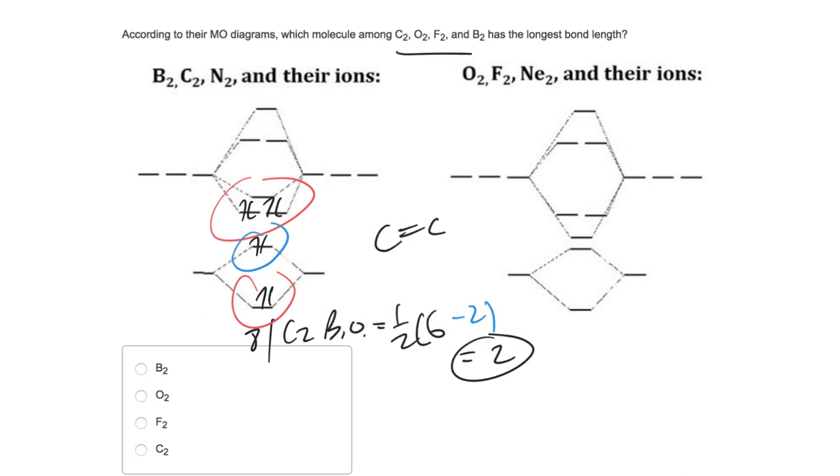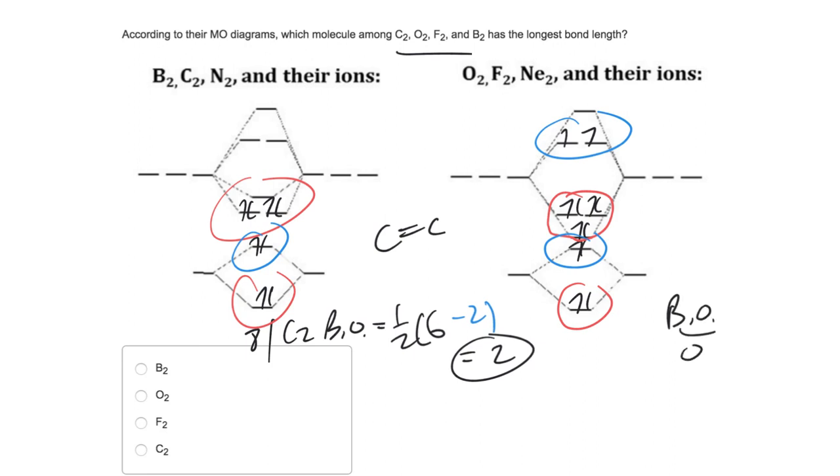O2 is also a double bond. If we go back to our O2 structure that we had earlier, so we have 8 bonding electrons, and then we have 4 anti-bonding electrons. And so the bond order for O2 would also be 2. So double bond. So probably not the longest bond with the double bonds.